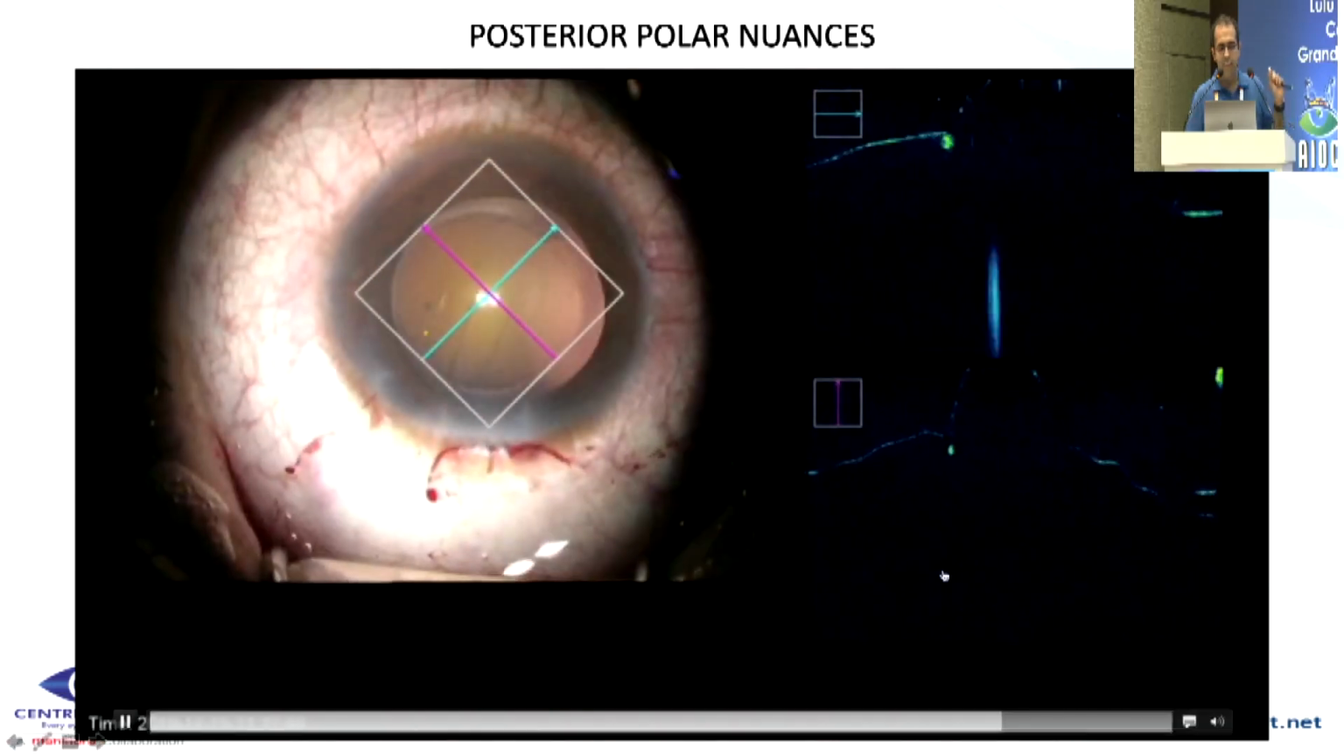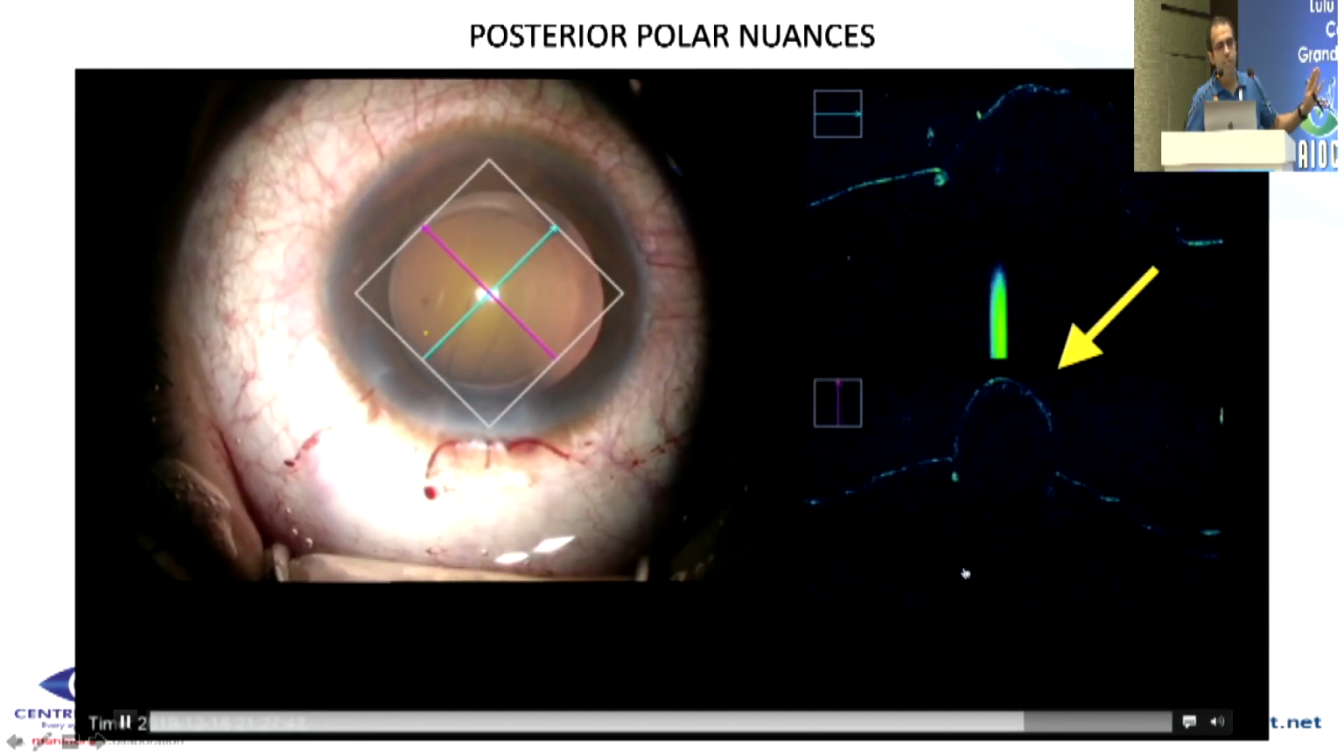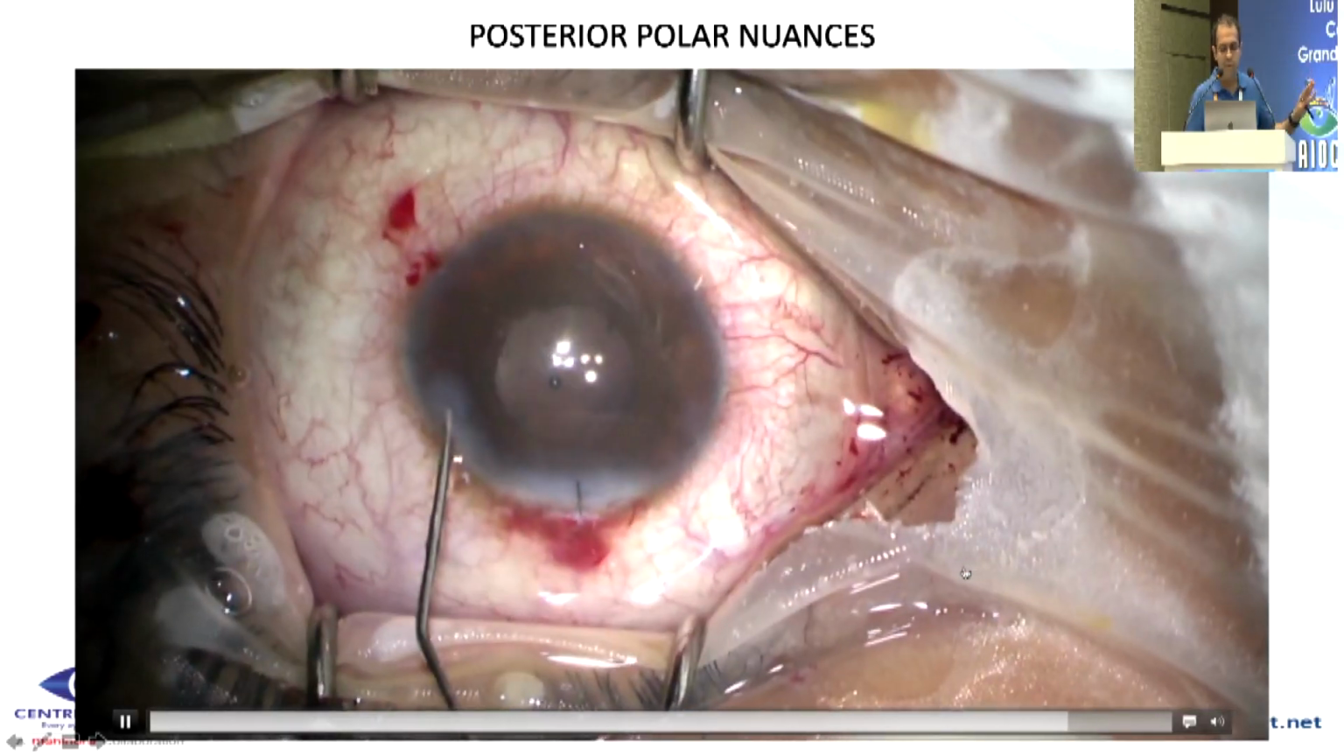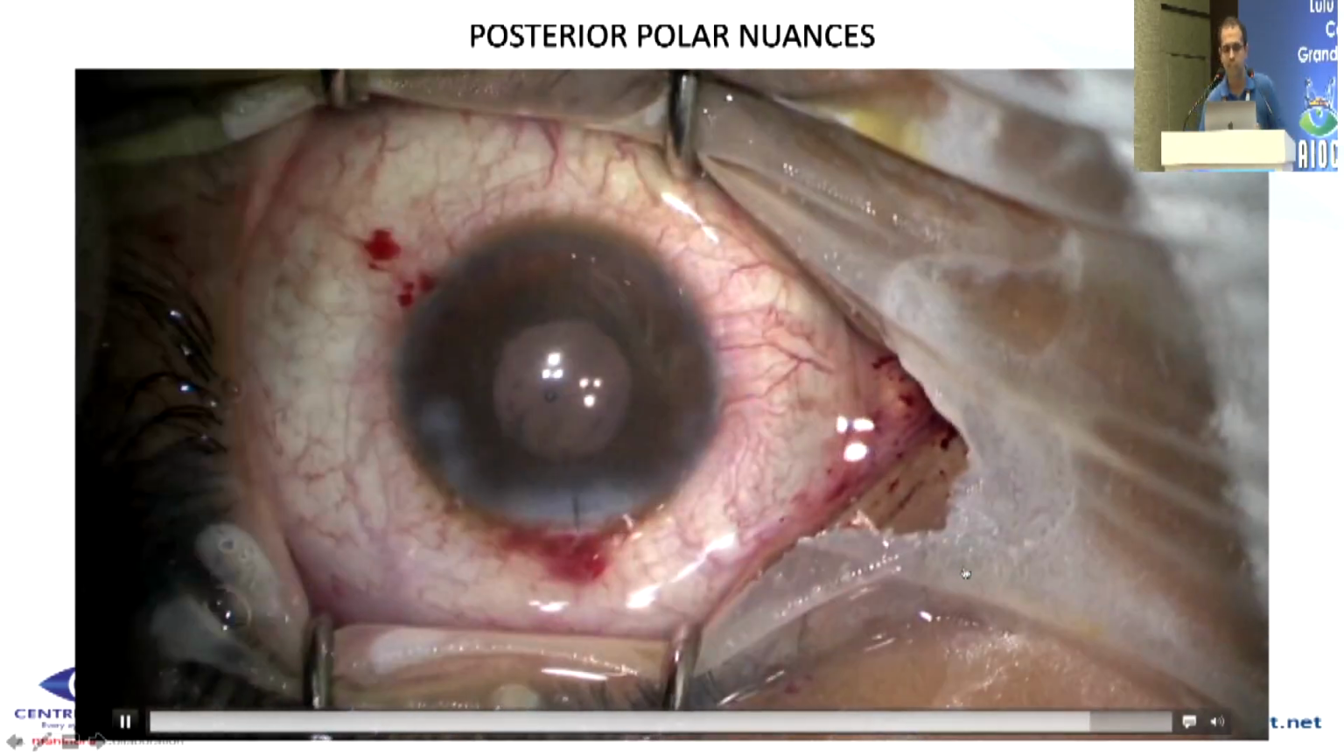And secondly, like I said, the vitreous is not disturbed, so we don't require any vitrectomy. We go in and put in a 3-piece lens in the sulcus in this case. Patient did very well. He was 6/6 on the first day.